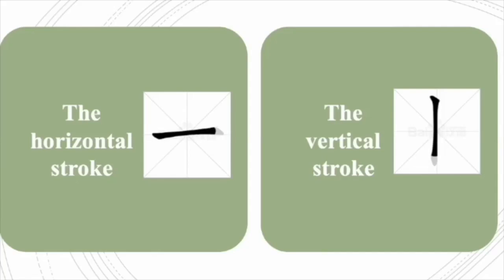The first two strokes I'm going to teach you are the horizontal stroke and the vertical stroke. They are very common in Chinese characters. For example, the character 十, which means 10, and the character 土, which means soil. Both of them are consisted of the horizontal stroke and the vertical stroke.